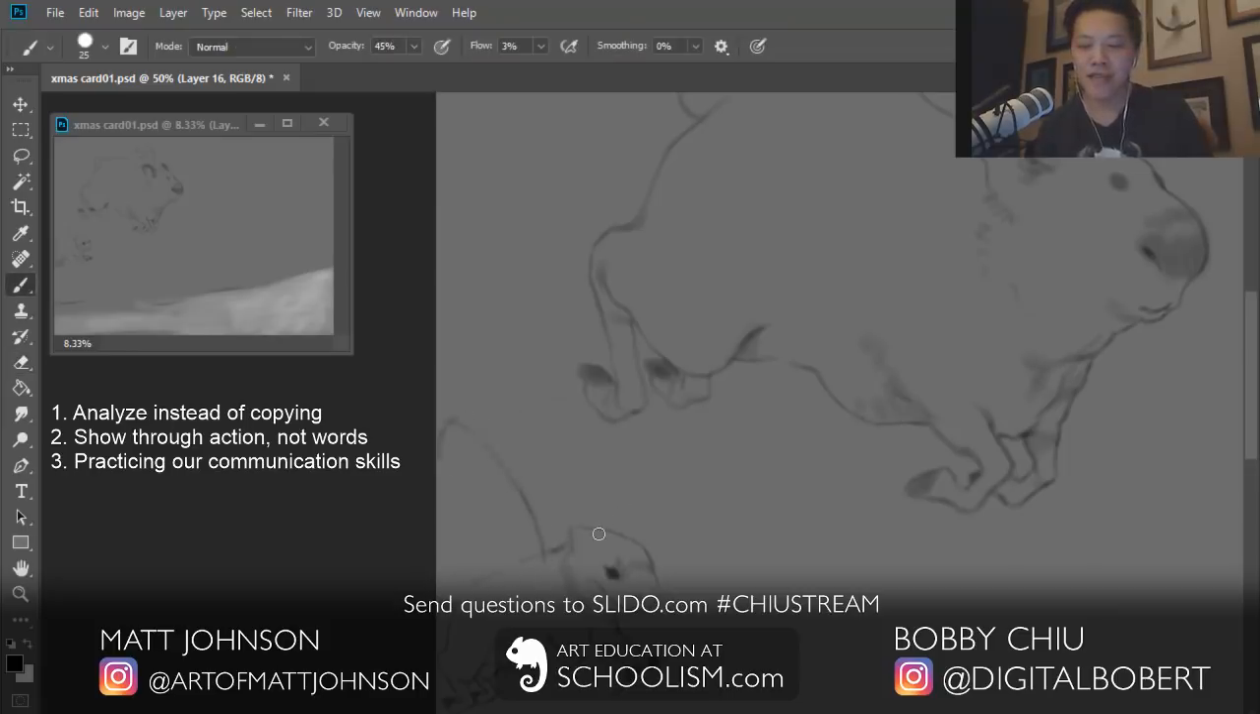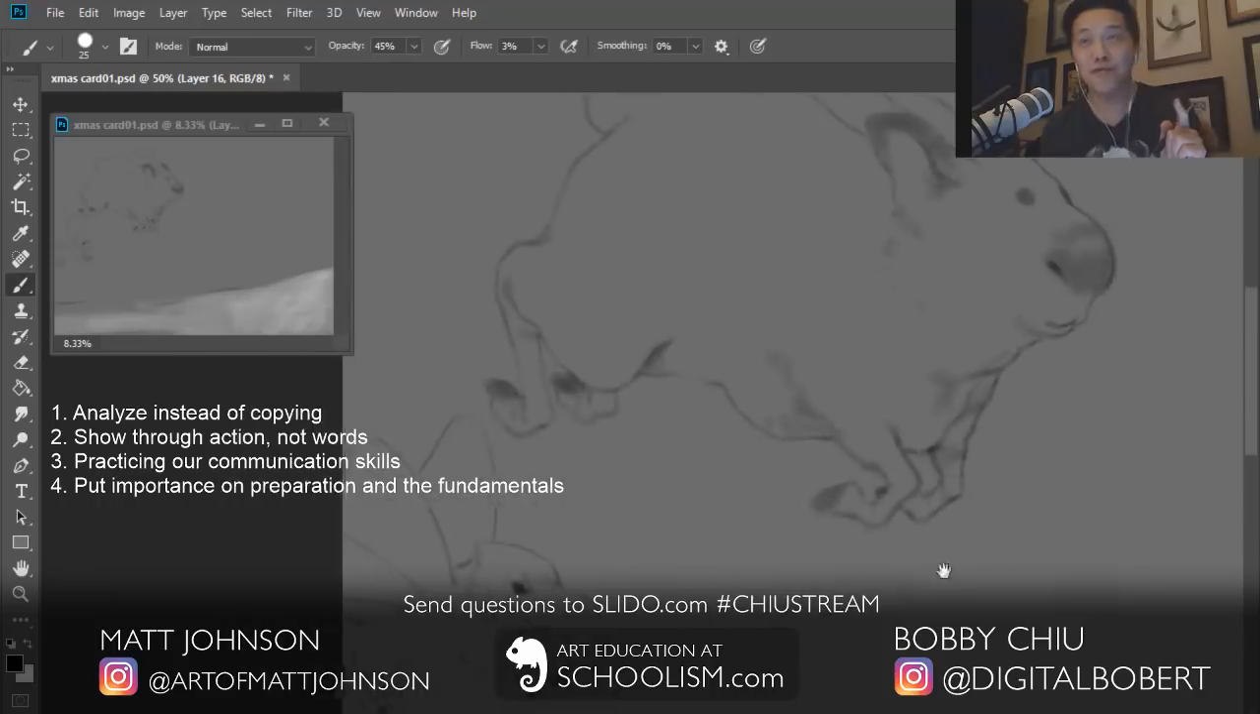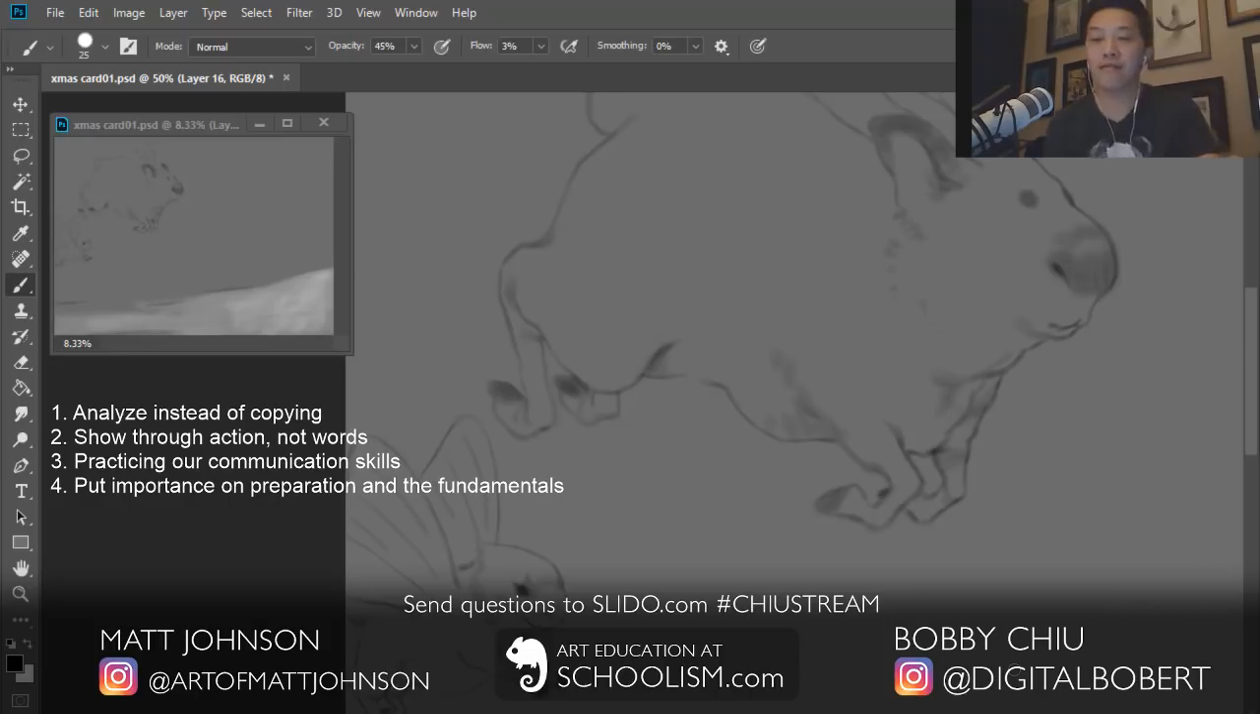Let's go to number 4, shall we? Number 4 is put importance on preparation and the fundamentals. I want to put both of these down because I find that they are equally important. A lot of us, and I would dare to say over 90% of us, maybe even 100%, can paint and draw better than we do now. It's just that we paint the wrong things at the wrong times, thinking about the wrong things in the wrong order. If we are able to concentrate on the right things at the right time, then you would have a lot better art.